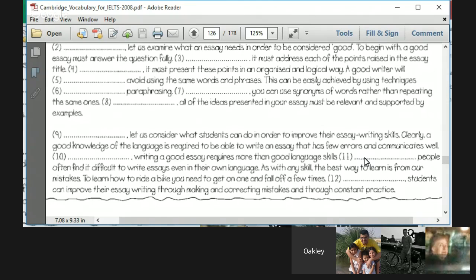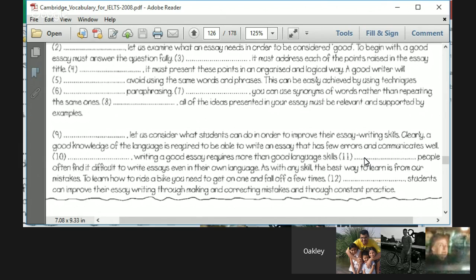Writing a good essay requires more than good language skills. Even. Well, no, okay, that's a common mistake. I'm glad you said that. That is such a common mistake I run into all the time. People try to use even, or so even. People often find that's very awkward.